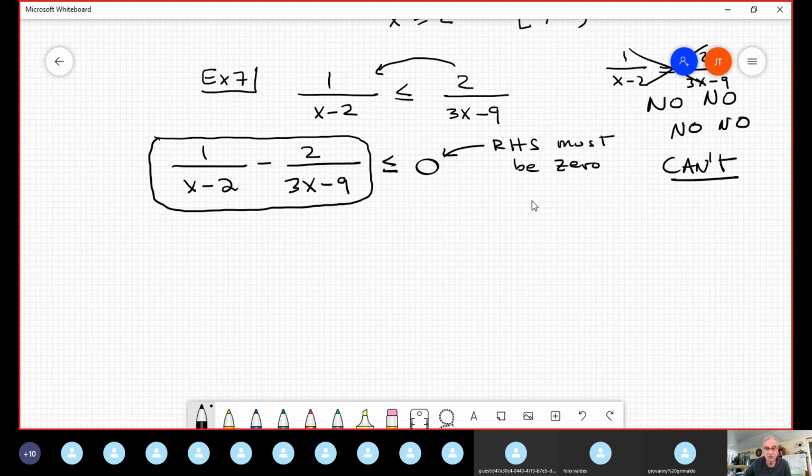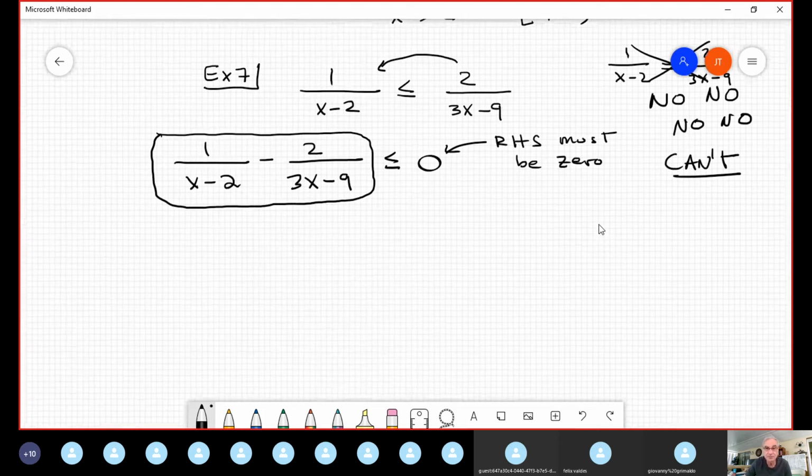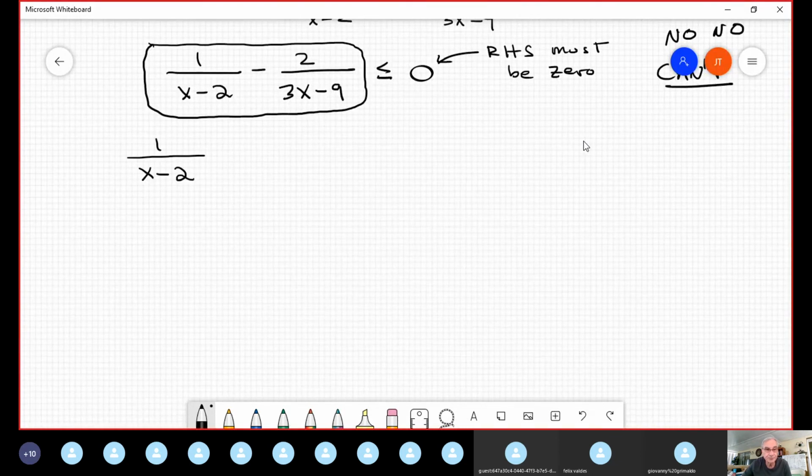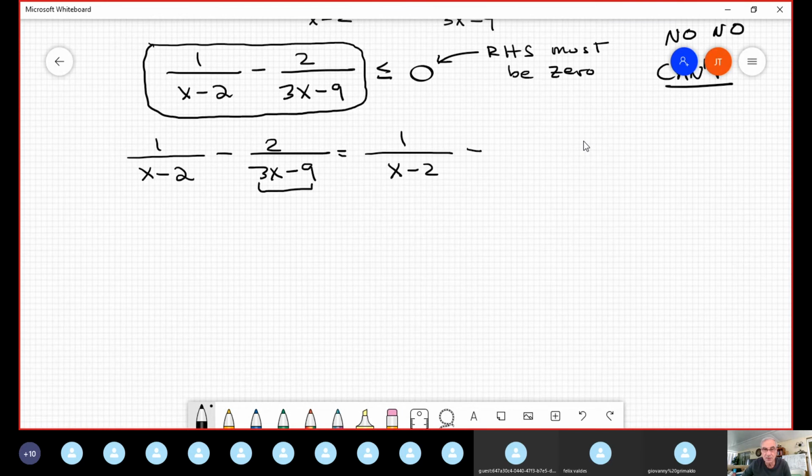So to condense these two fractions into only one, well, I use my algebra. I copy again. As always, I copy this. But I can see here that 3 is a common factor. Minus 2 over 3. I factor out 3, x minus 3.